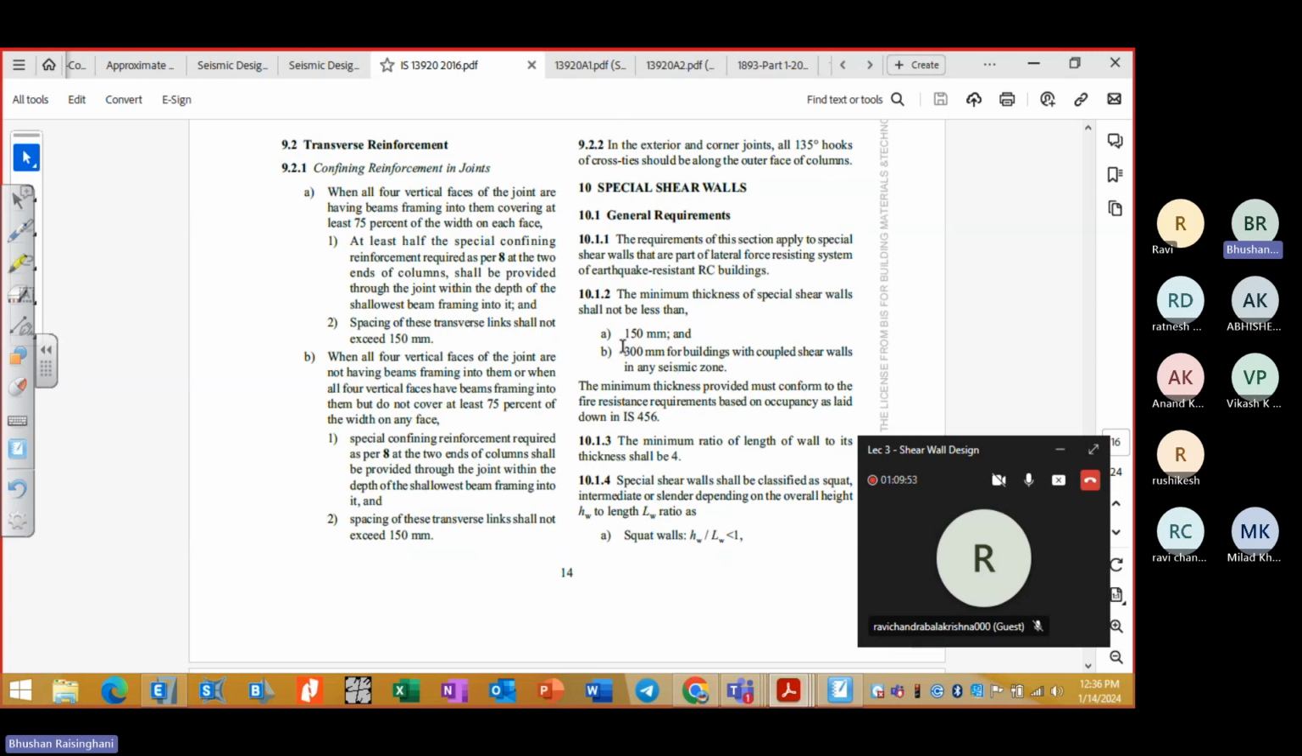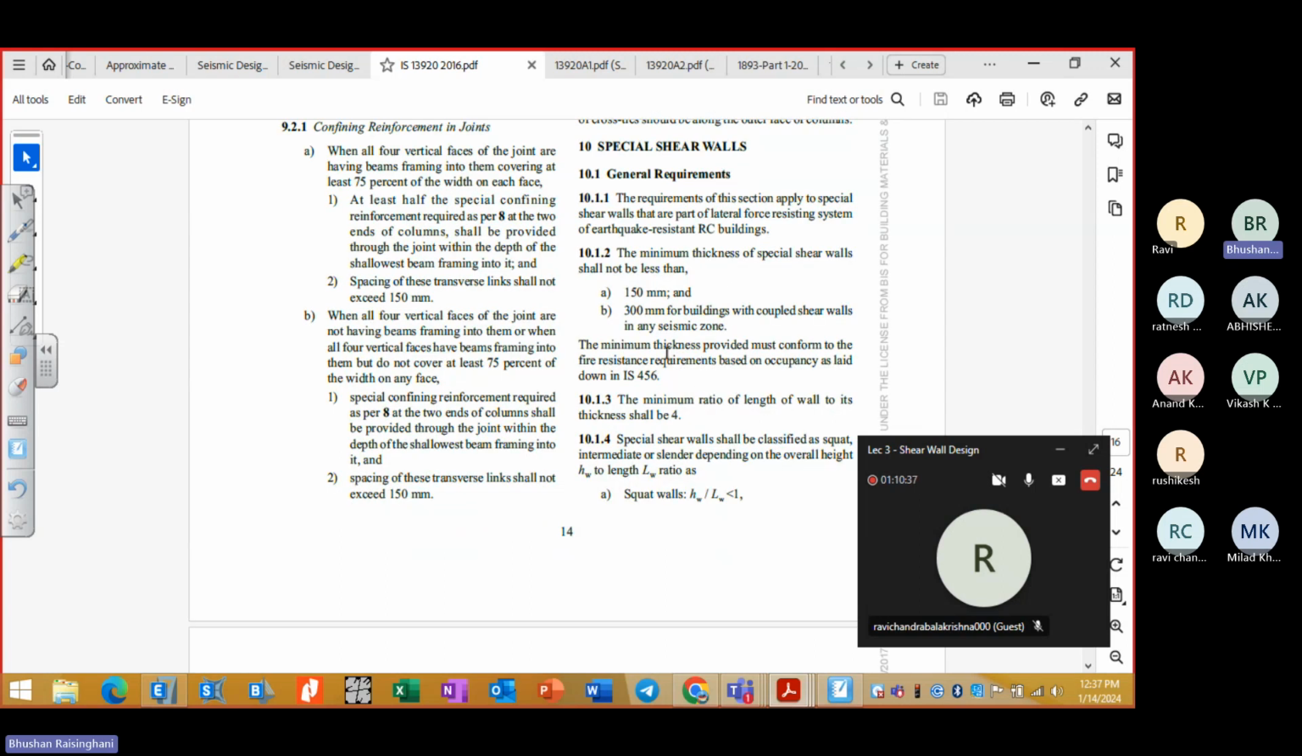A minimum of 300 mm is given for buildings with a coupled shear wall in any seismic zone. A coupled shear wall means two shear walls are connected by a coupling beam in between. That has good energy dissipation, because the coupling beams will act as a fuse and will fail during a major earthquake, and energy dissipation will take place on a higher scale as two walls are connected with the coupling beam. So if it is a coupling beam, the minimum thickness of the wall has to be 300 mm.